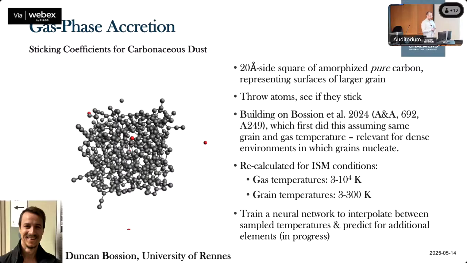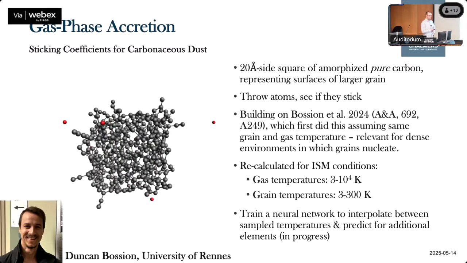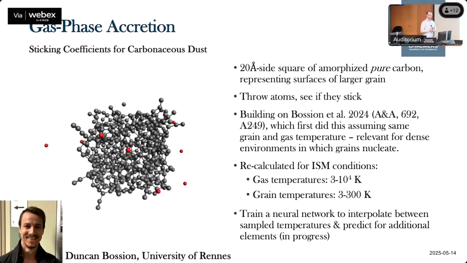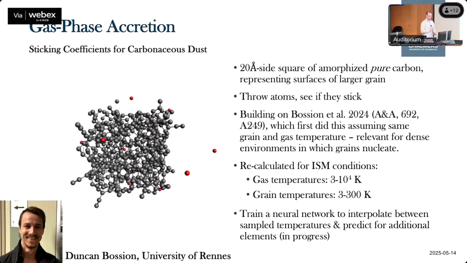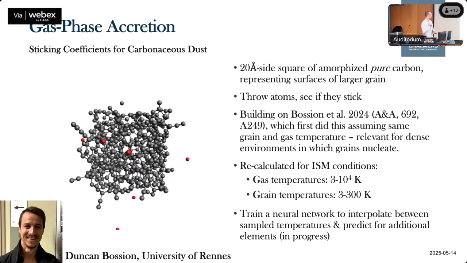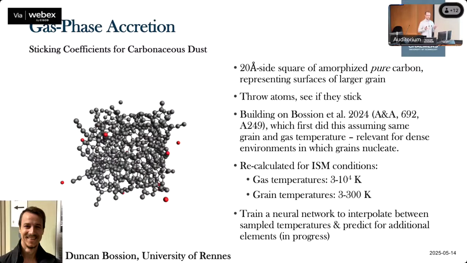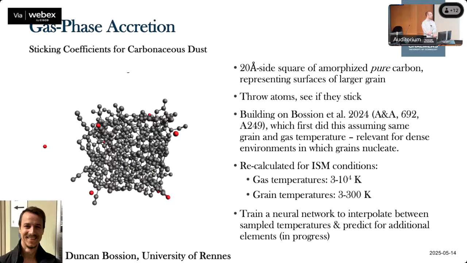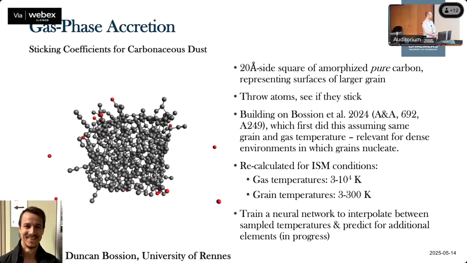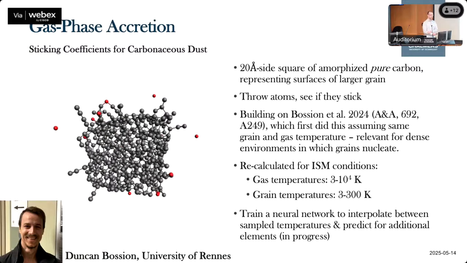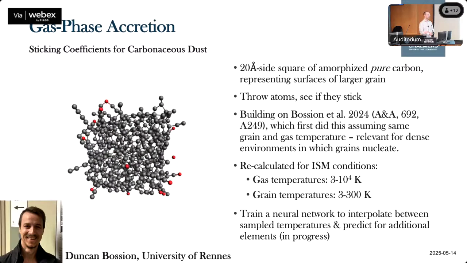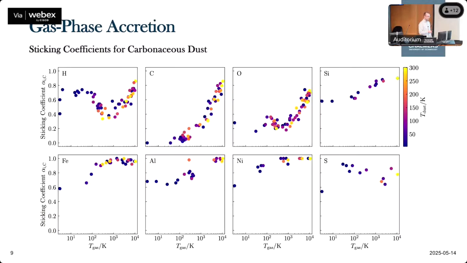Right, so we're estimating these with molecular dynamics simulations. These were mainly run by my collaborator Duncan Bossillon at the University of Rennes. He constructed this amorphous carbon cube, which is approximately 20 angstroms on each side, and then we throw atoms of all of the different elements that are in the interstellar medium at it and see if they stick. We already did this for environments that are more relevant to nucleation processes, and now we're expanding it to the gas and grain temperatures that are relevant for ISM conditions. This is a wide parameter space, so we ultimately hope to train a neural network to predict this, but that's work in progress.